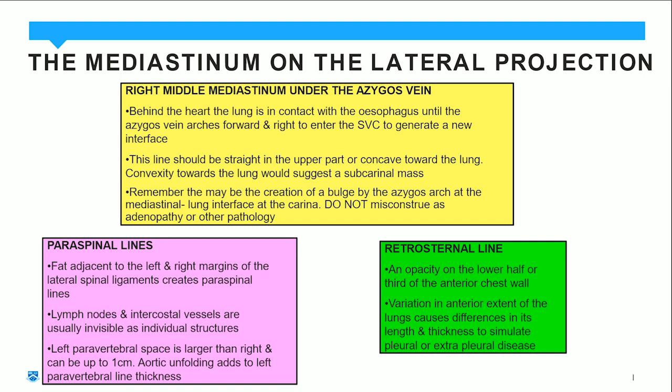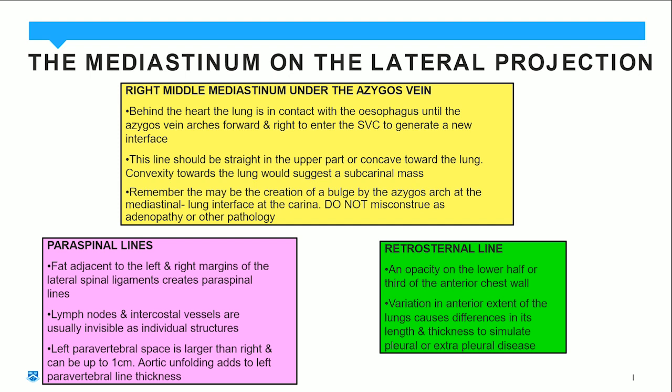The right middle mediastinum under the azygos vein. Behind the heart, the lung is in contact with the esophagus until the azygos vein arches forward and right to enter the superior vena cava, and this then generates a new interface. This line should be straight in the upper part or concave toward the lung. Convexity towards the lung would suggest a subcarinal mass. Remember, this may be the creation of a bulge by the azygos arc at the mediastinal lung interface at the carina, so do not misconstrue it as adenopathy or other pathology.